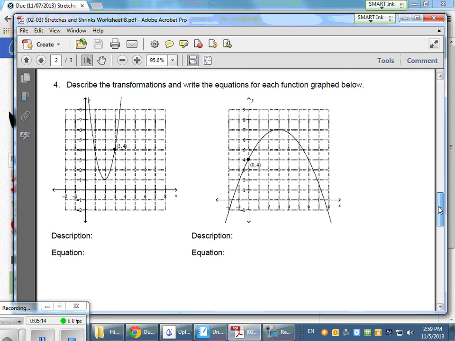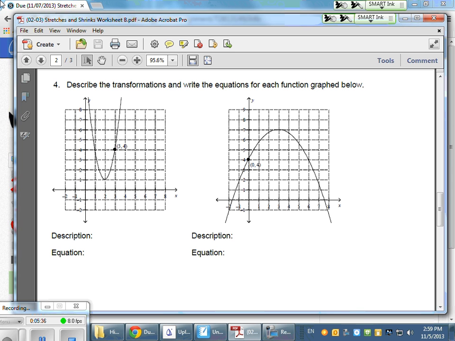And let's look at this one. And what's the description of the changes that happened here? Well, if you think about it, this graph used to be right here, basically, and now it's been moved, looks like it's been moved 2 to the right and up 1. Okay, so I'll factor that into my answer in my description.